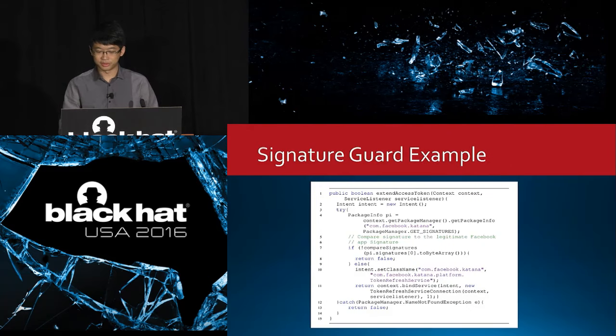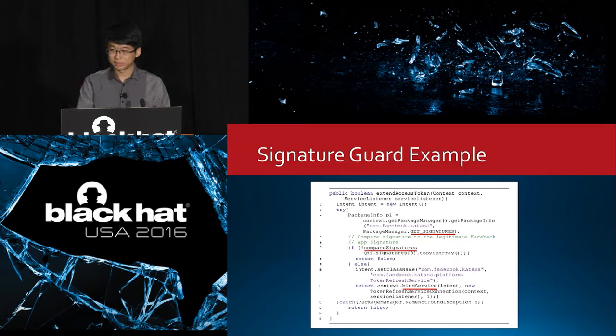This is an example of a signature guard. It'll first acquire the signature of the package and verify it before binding to a specific service. A wrong way to do this is to only check for existence. Remember that even if the package name exists in the system, it does not mean the app is protected, since a malicious app could easily define its package name and take its place.